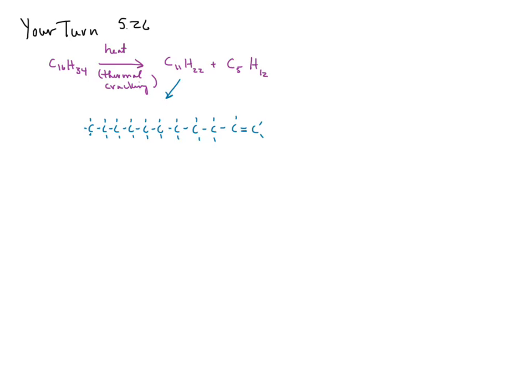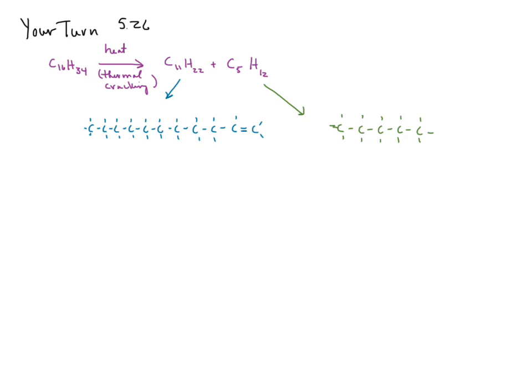You can see I've drawn the carbon skeleton structure. At the end, I drew a carbon double bond carbon. So that's my C11H22. Go ahead and count the little dashes if you want. I got 22 hydrogens connected to those 11 carbons. My C5H12 has no double bonds, so it looks like this. You can see the 5 carbons and the 12 hydrogens.